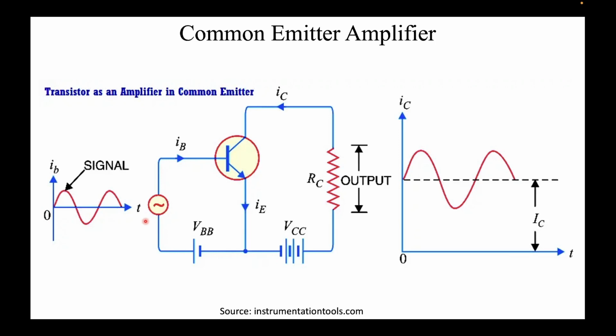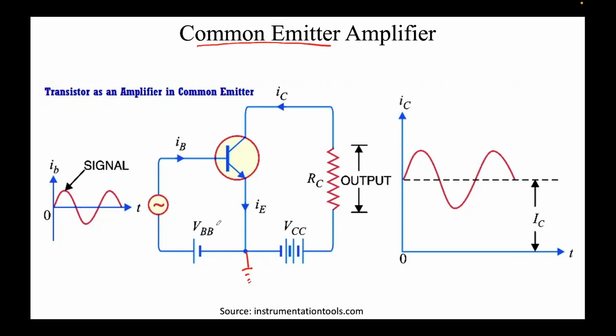Now that we have seen some basics of a BJT, one of its primary applications is the common emitter amplifier. So what do we mean by common emitter? Common emitter means the emitter has to be common, or in other words, you ground the emitter and you apply the input on the base side. So at the base-emitter junction, you apply the input.